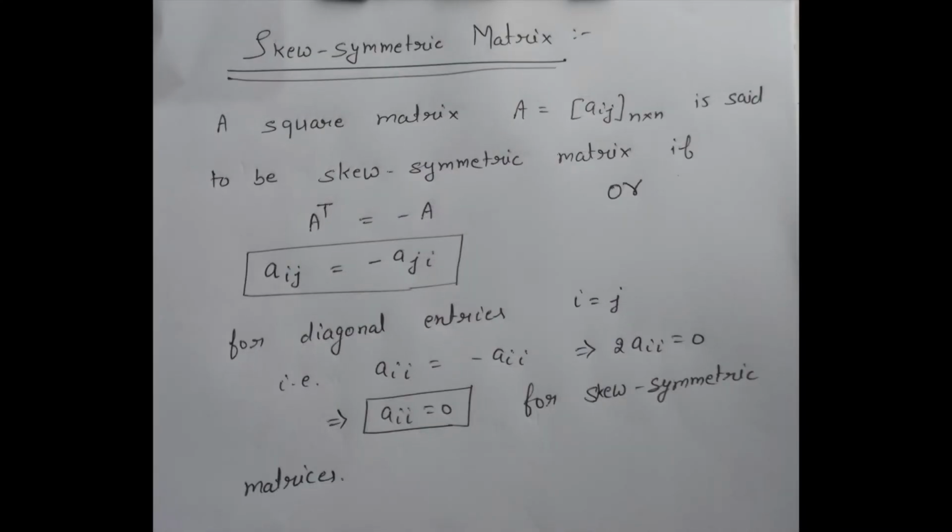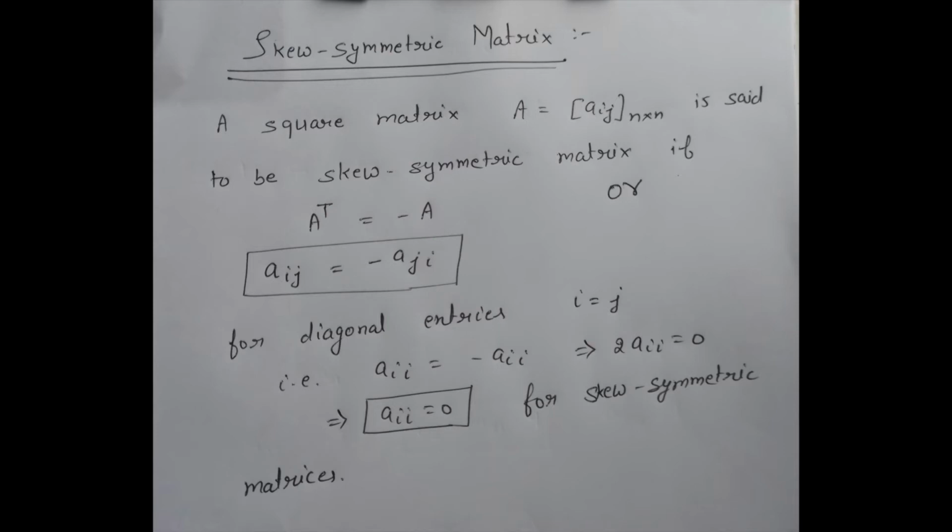Skew symmetric matrix. A square matrix A = [aij] of order n × n is said to be a skew symmetric matrix if A transpose equals -A, or aij equals -aji. For a diagonal entry, we can write i equals j. That means aii is equal to -aii for a skew symmetric matrix. That means 2aii is equal to 0, or we can write aii is equal to 0 for a skew symmetric matrix. That means all diagonal entries should be 0 for a skew symmetric matrix.